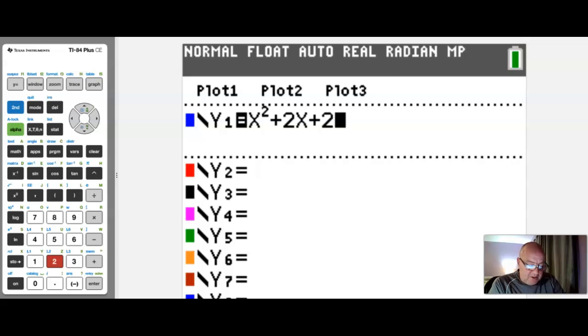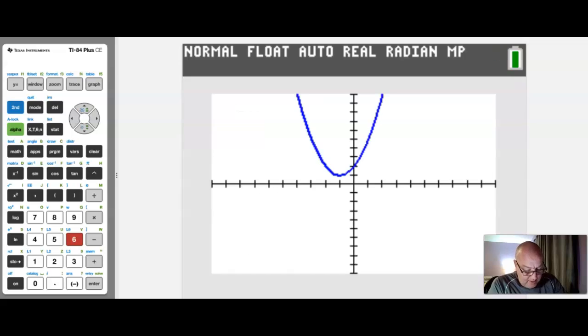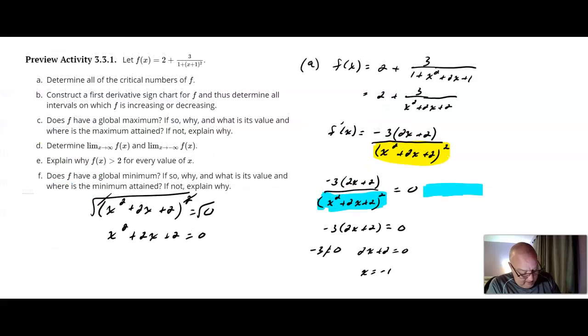Okay, so I'm going to put x squared plus 2x plus 2 into my calculator, do a zoom 6, and I can see that this parabola doesn't hit the x-axis anywhere, which means there is no place where the denominator is going to equal 0, which means there are no restrictions. So that tells me that my critical number is simply x equals -1. So that's going to be my answer for part A.